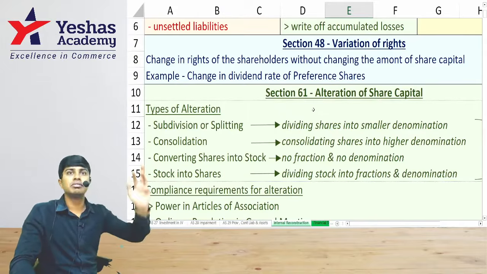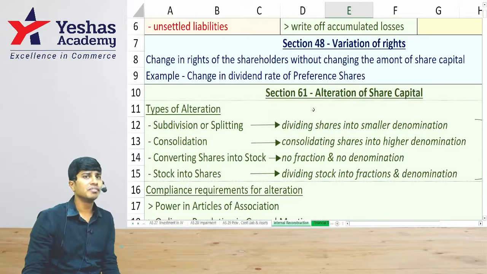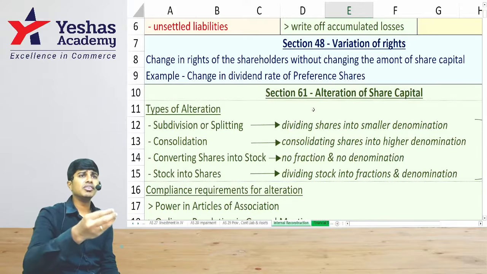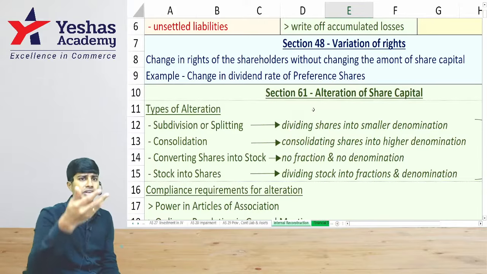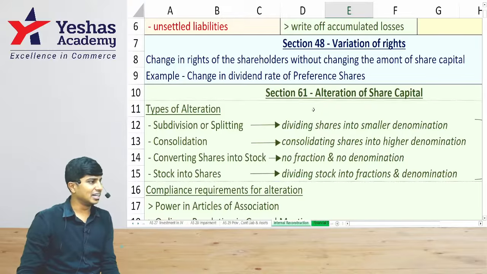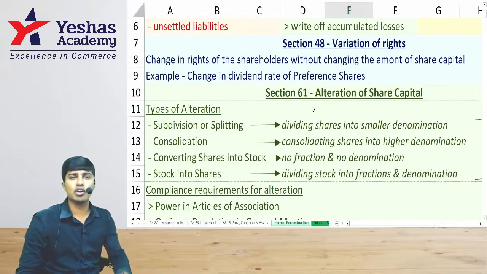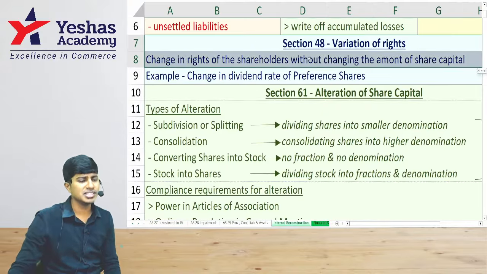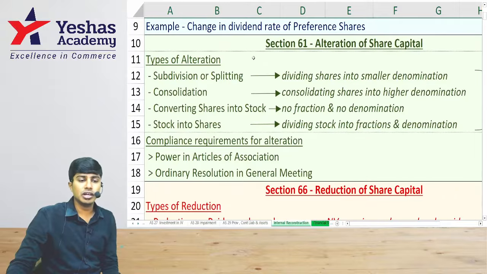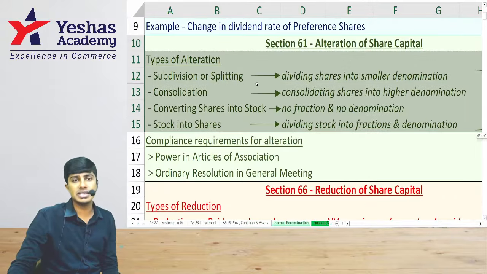There is reorganization with regard to voting rights also. With regard to a shareholder, you can give them extra voting rights, or we can reduce the voting rights of a specific shareholder. But that's not a transaction. For that, there would be no journal entry. But the journal entry we pass for variation of rights under section 48 is when the preference shareholders' dividend rate is changed. The next section of the Companies Act we need to learn about is section 61.